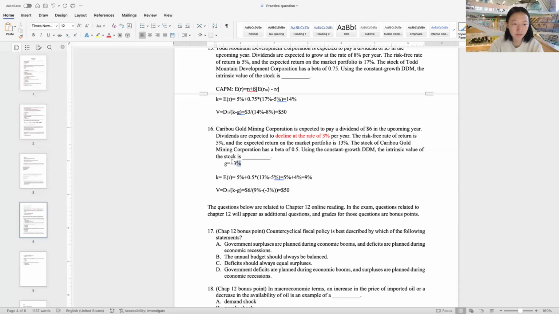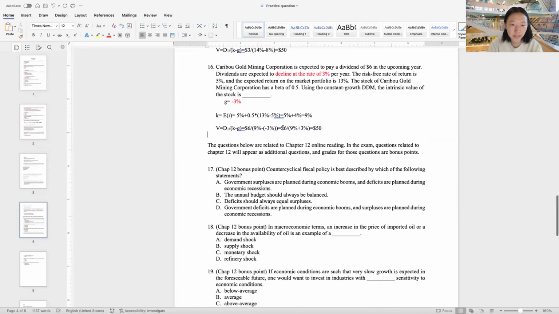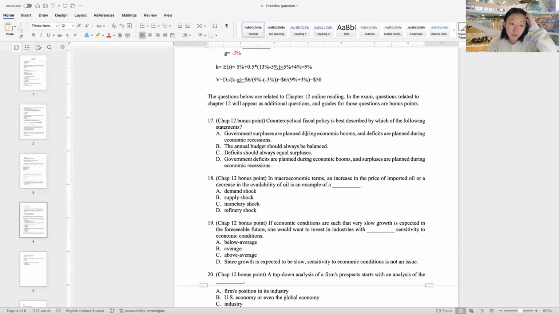Right, so if g is a negative number, you just do the same thing. Plug in g as a negative number. Don't change anything else in the formula. If you minus a negative number, that equals a positive number. So it will be 9% plus 3%. So that's $6 divided by 12%, which equals $50.